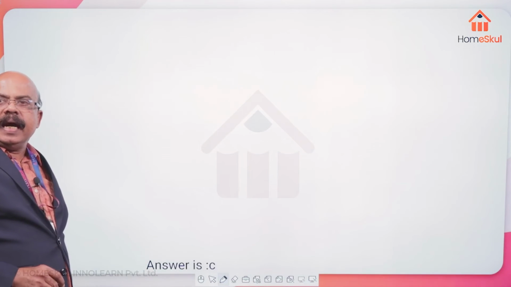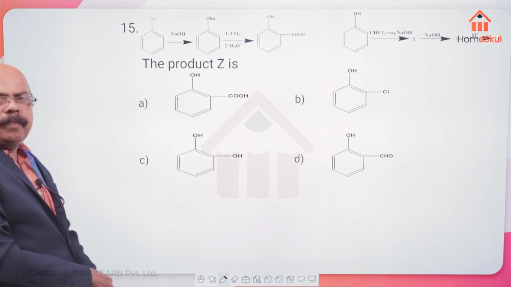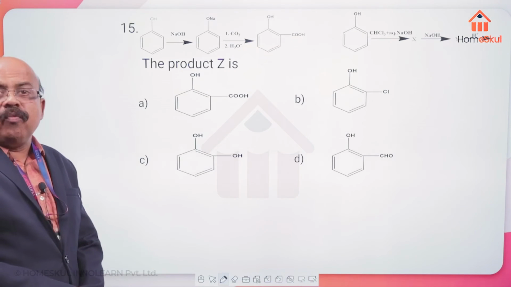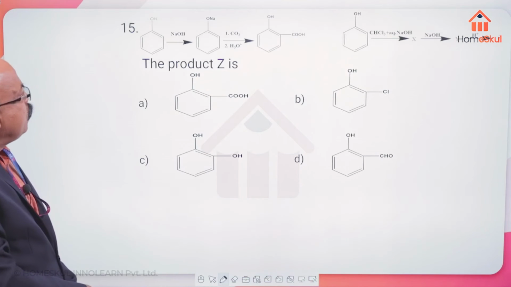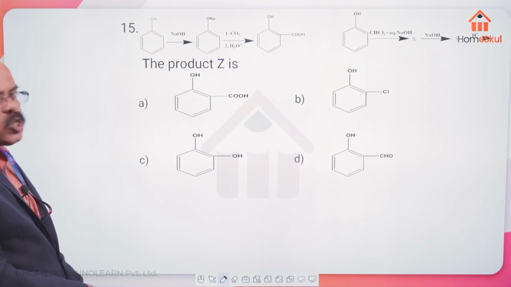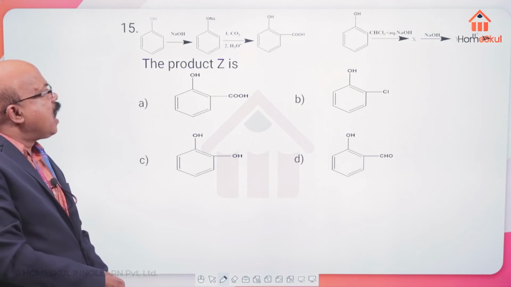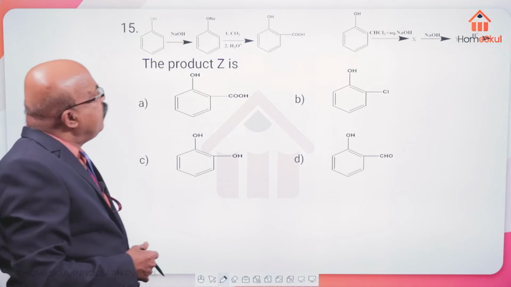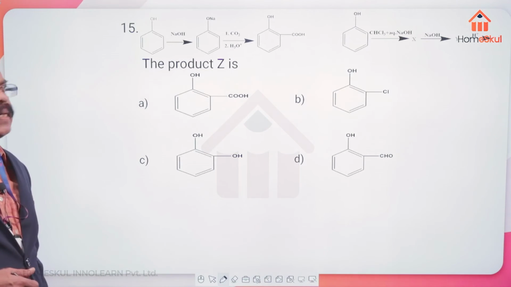Option C. Next one is see another analogy type. When you treat phenol with NaOH, the product obtained is sodium phenoxide. That sodium phenoxide on treatment with carbon dioxide followed by acid hydrolysis gives salicylic acid. That reaction is Kolbe reaction.